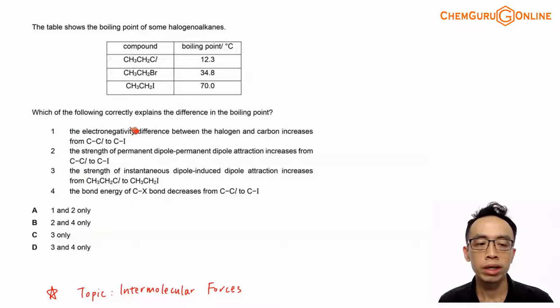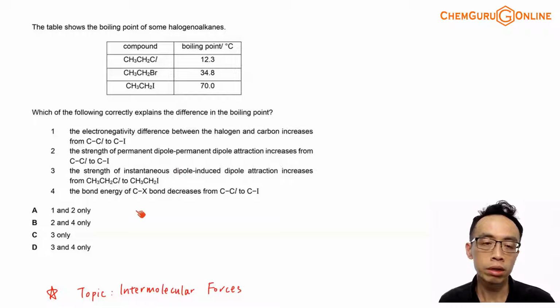Statement number 1, the electronegativity difference between the halogen and carbon increases from C-Cl to C-I bond. Statement number 2, the strength of permanent dipole attraction increases from C-Cl to C-I bond. Statement number 3, the strength of instantaneous induced dipole attraction increases from CH3CH2Cl to CH3CH2I. Finally, statement 4, the bond energy of C-X bond decreases from C-Cl to C-I bond. Then later we want to decide which of these permutations will be the correct answer.